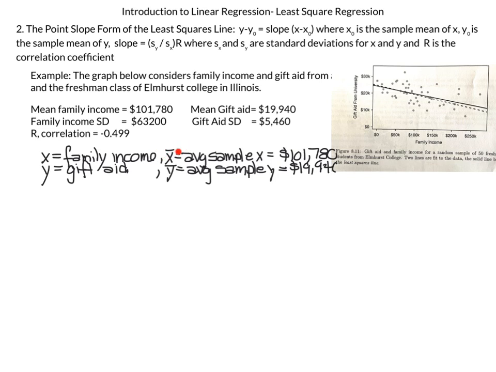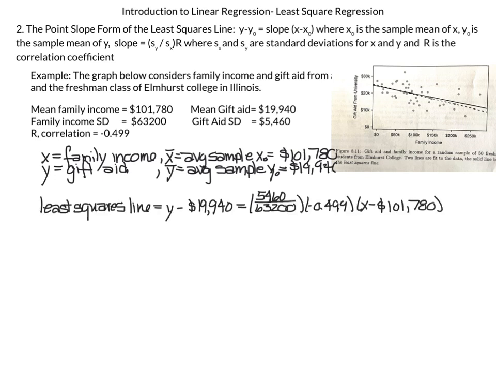X bar is my average sample x, which is equal to, it's given to me here, 101,780. Then my average y, my y bar, my average sample y. Mean gift aid is 19,940. And I'm just going to add the x naught here and the y naught here so I can just plug it into this formula, which is what I do here.